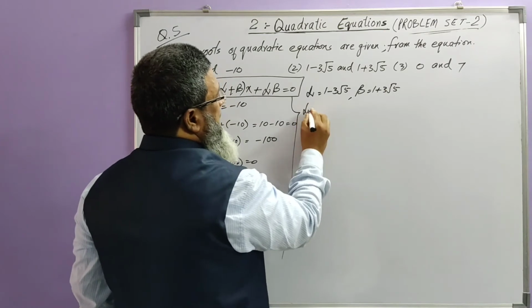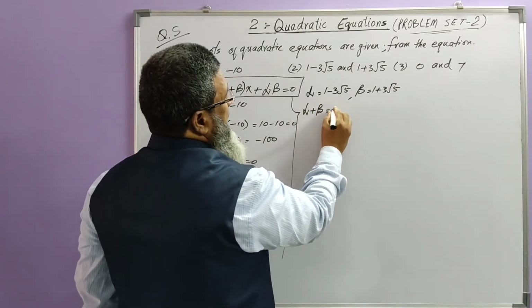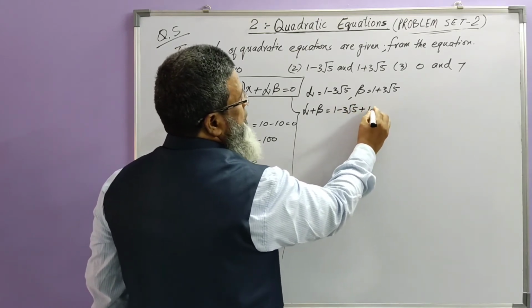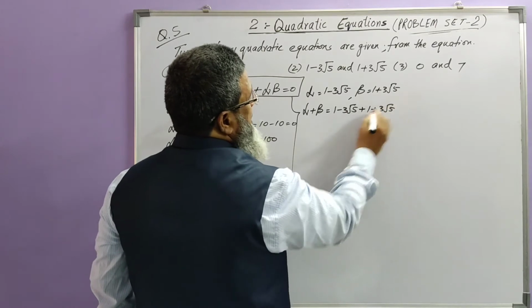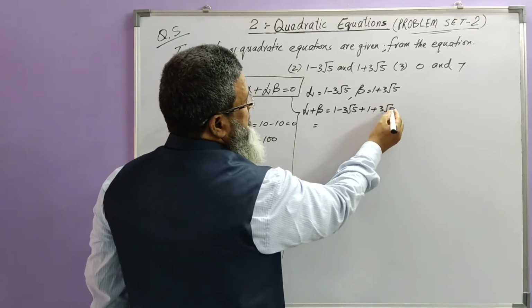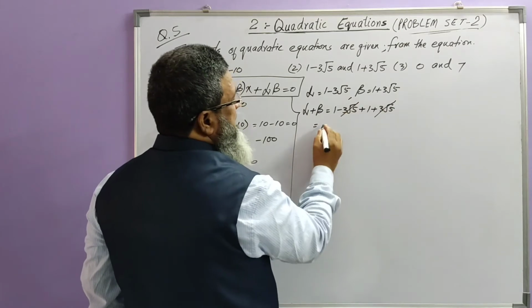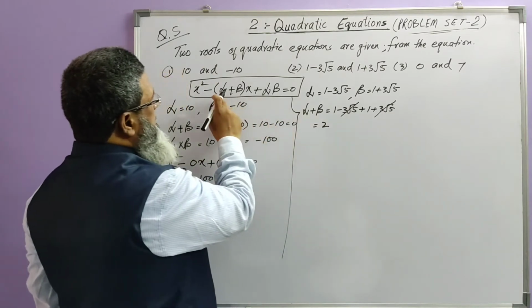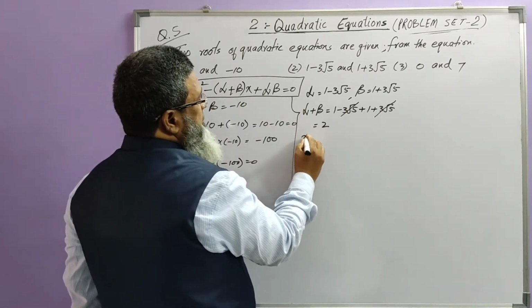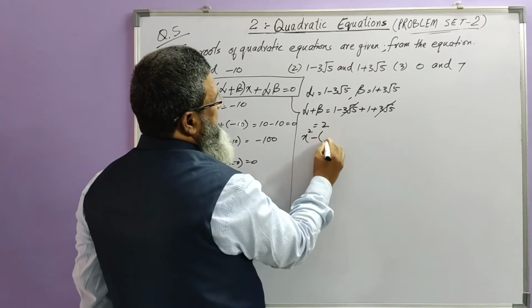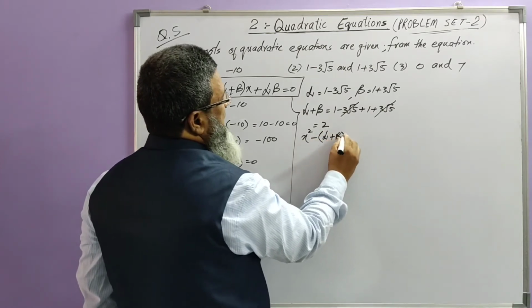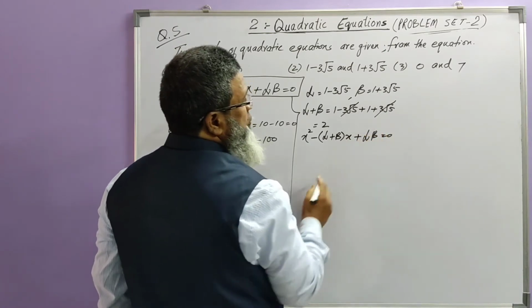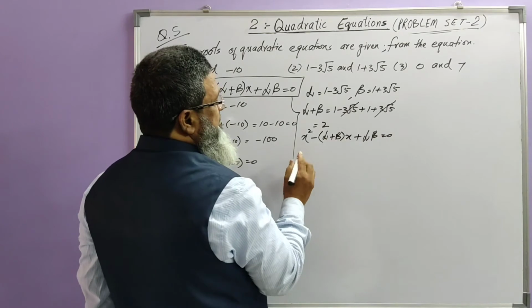So first find alpha plus beta. Alpha is 1 minus 3 root 5 plus beta is 1 plus 3 root 5. So plus 3 root 5 and minus 3 root 5 get cancelled. Alpha plus beta is 1 plus 1 is 2. So write the equation in this form. What is the equation form? x square minus alpha plus beta x plus alpha into beta is equal to 0. This is the equation form.